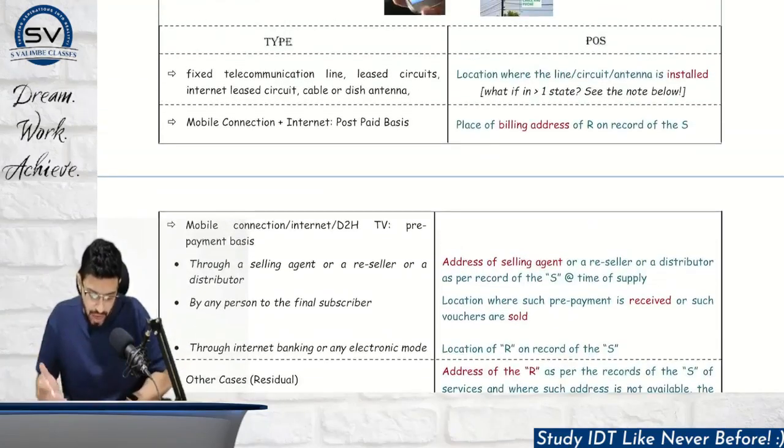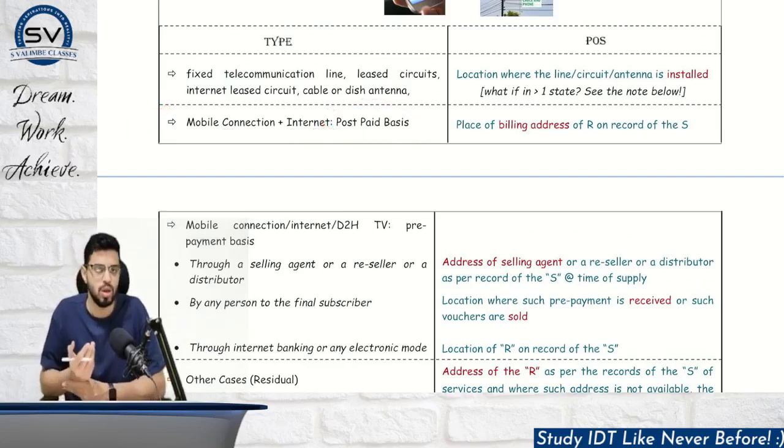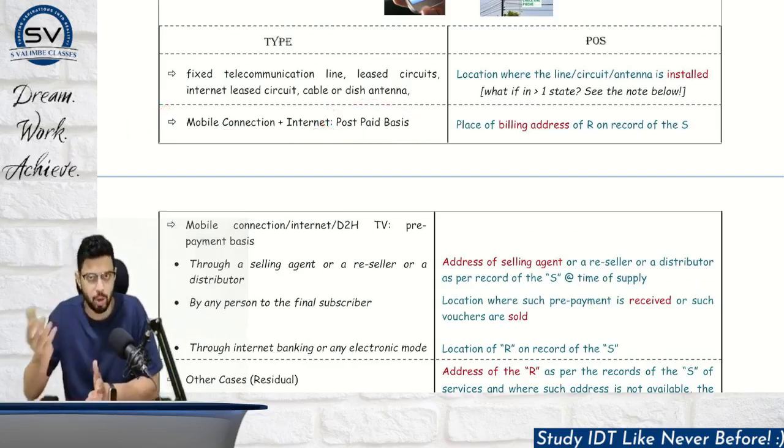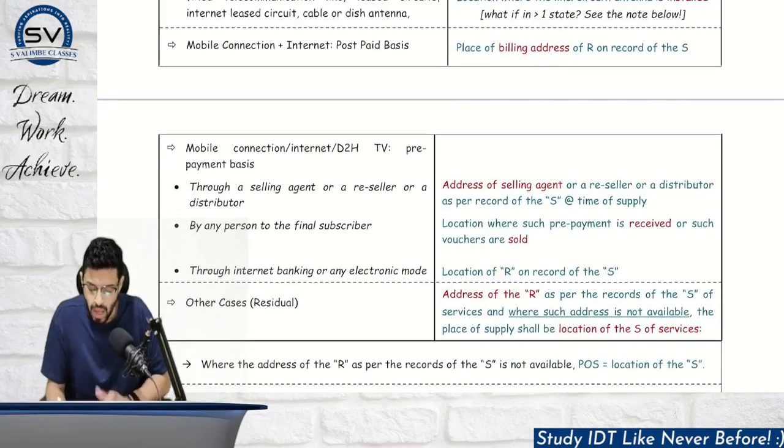Okay, I think one point we left: what if the mobile connection or internet billing is happening on a postpaid basis? Postpaid means you use the services during the month and later on the bill is generated. For example, I'm using Airtel postpaid, so I'm using the services and later on I pay the bill. In that case, the place of supply shall be the billing address of the recipient on record of the supplier. Now let's say I have my billing address in Pune, but I'm vacationing in Goa and I pay my bill from Goa.